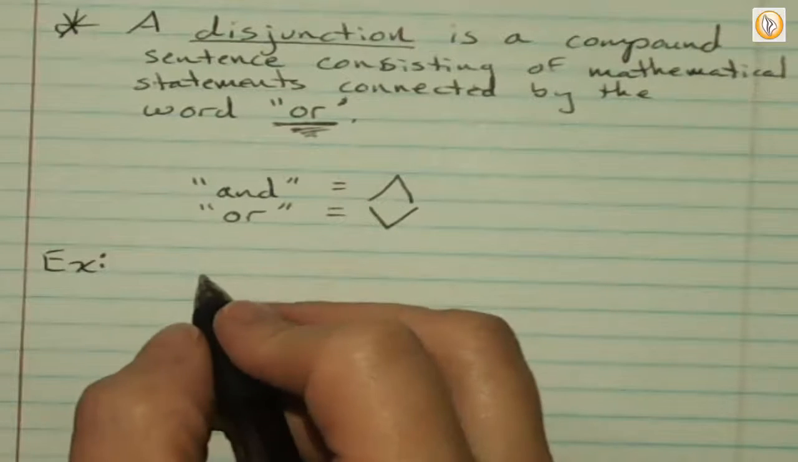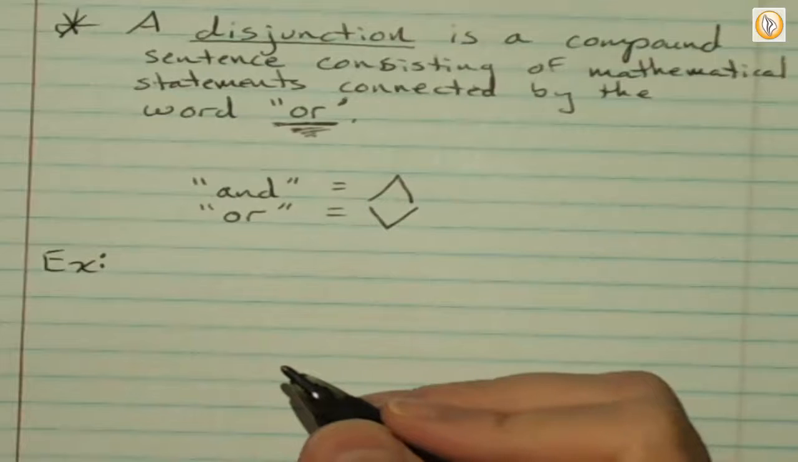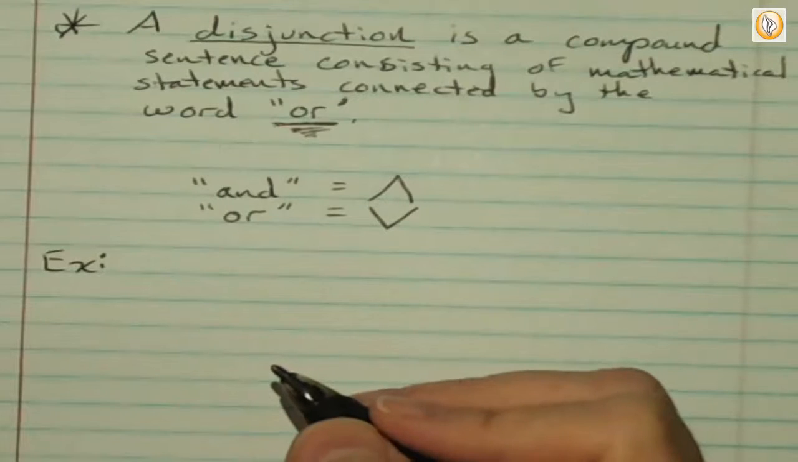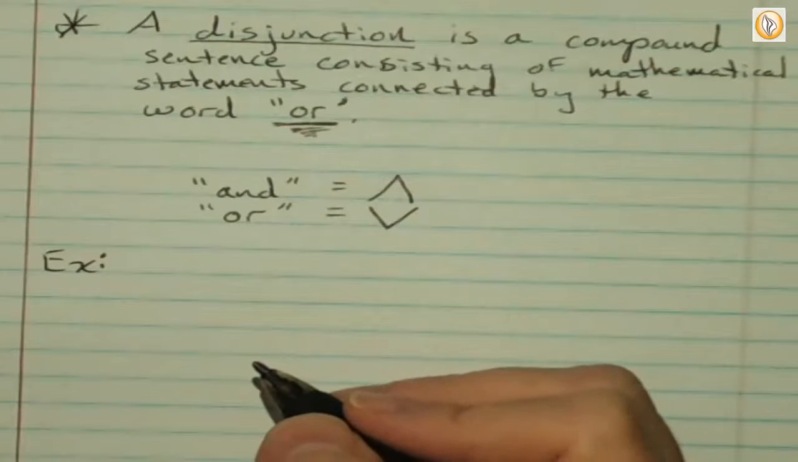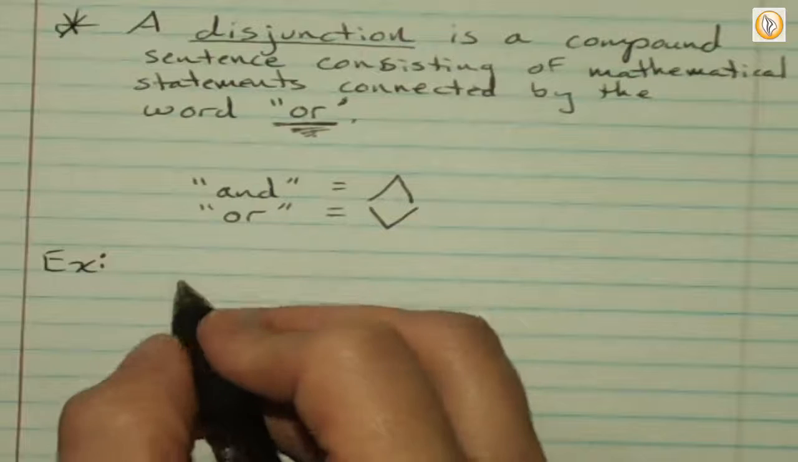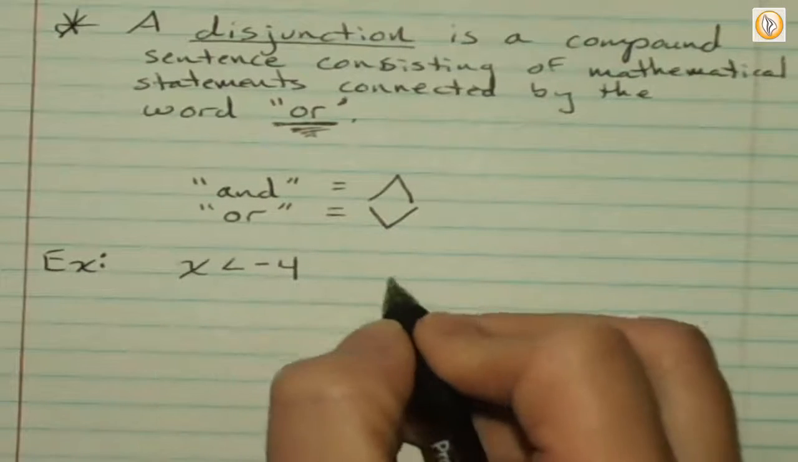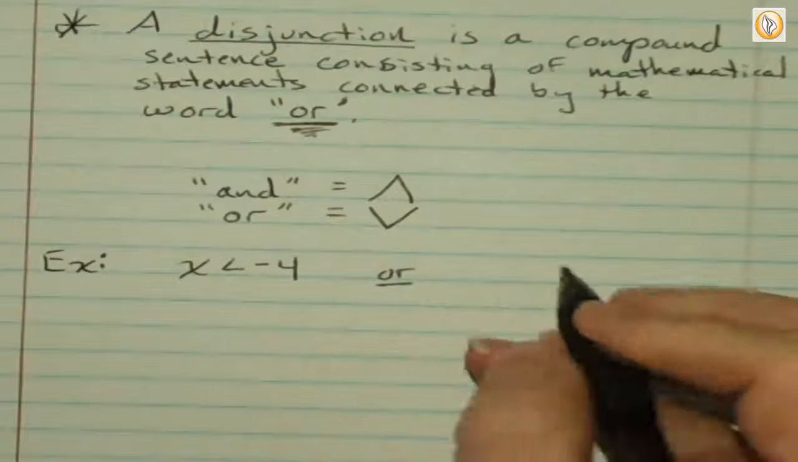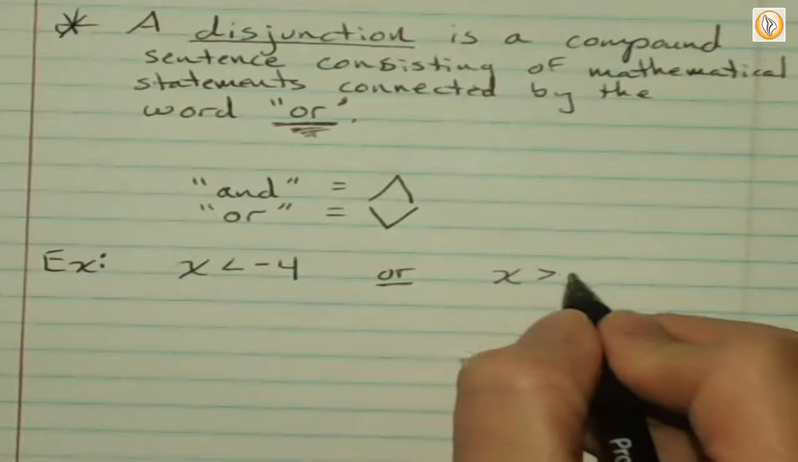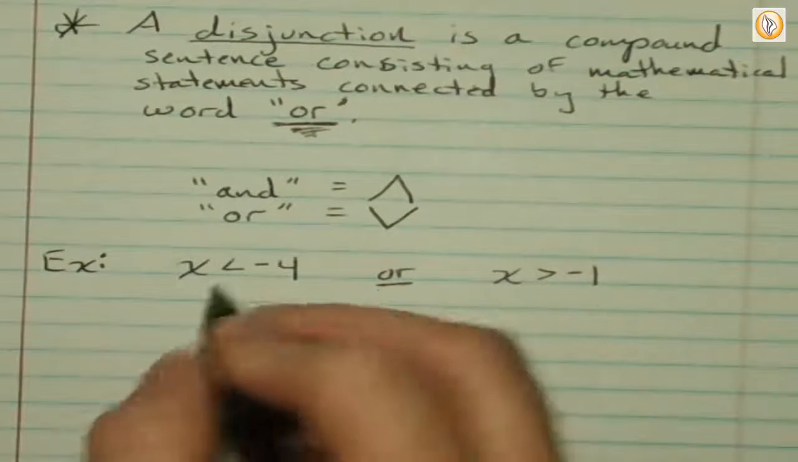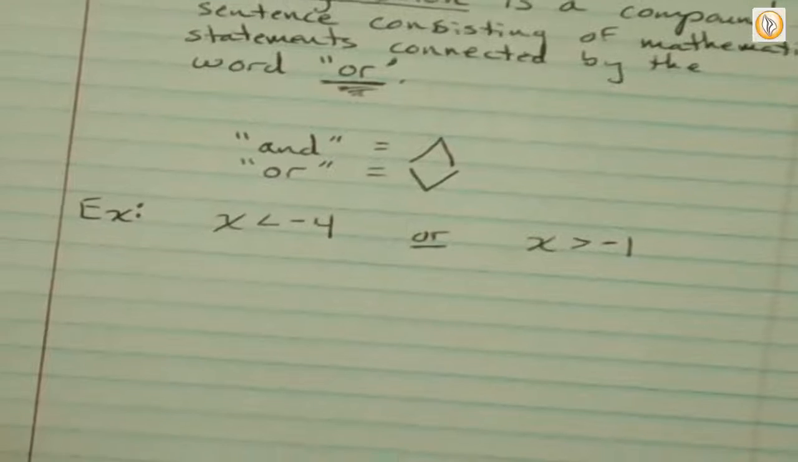All right, so for example, Matthew, I'm writing the example. X is less than -4, or X can be greater than -1. It can be one or the other.